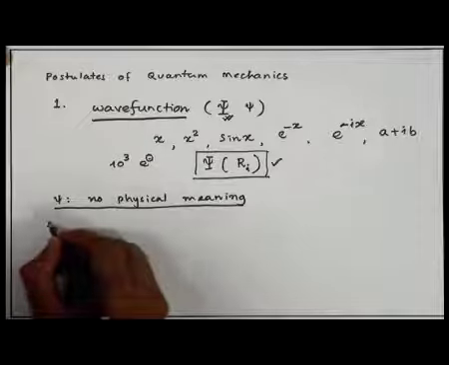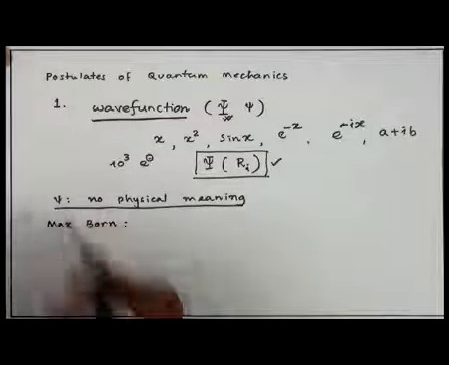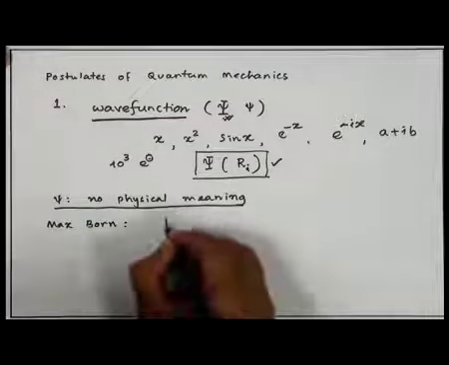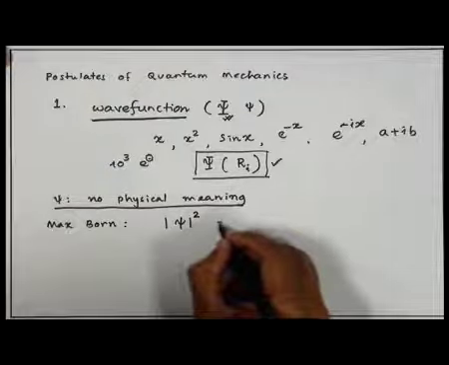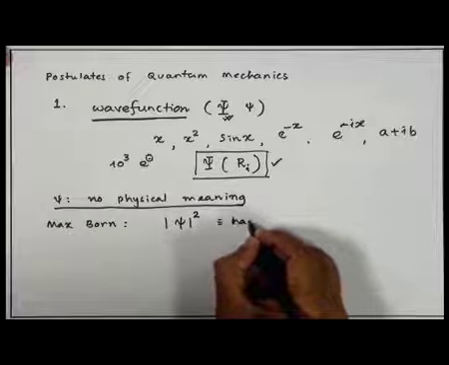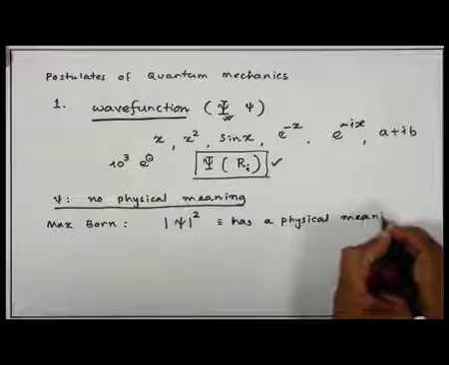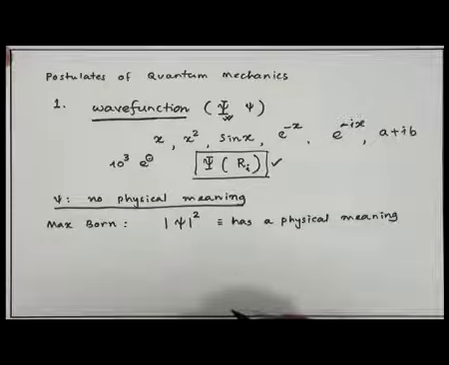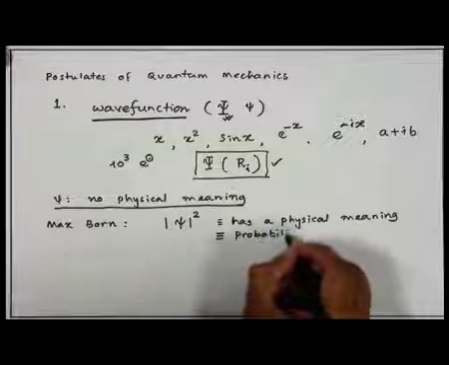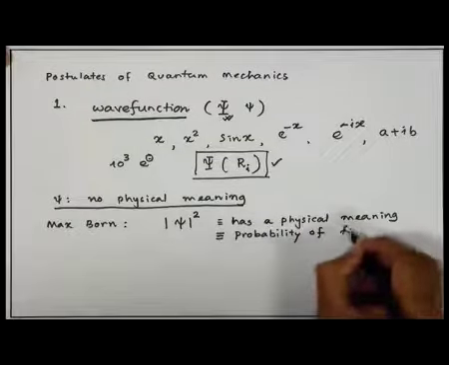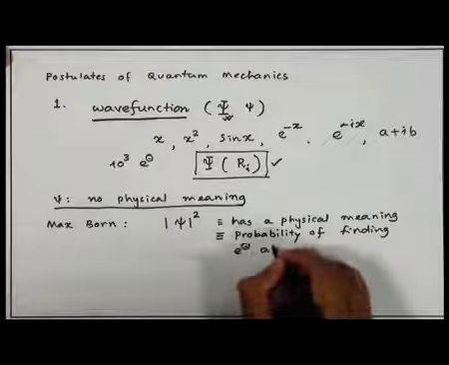However, Max Born, the German physicist, suggested that although the wave function itself does not have a physical meaning, what has a physical meaning is this psi mod square. And what is the physical meaning of this psi square? This is nothing but the probability of finding a particle, in our case an electron, at a given point in space.